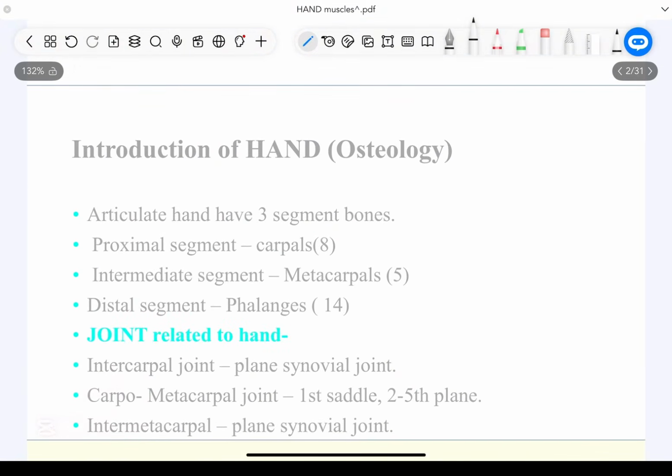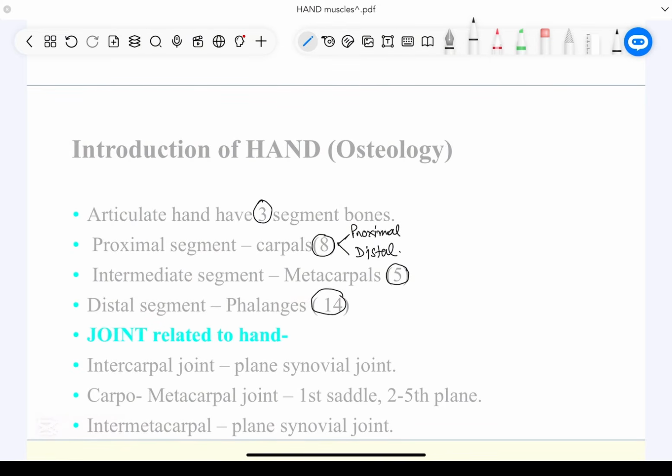So on screen you can see the articulated hand. It has 3 segments in total. The first segment, the proximal segment, contains carpals. Carpals are short bones. They are 8 in number, divided into 2 rows. One is the proximal row, another one is the distal row. Then in the intermediate segment we have metacarpals. They are 5 in number. Metacarpals are miniature long bones, or we can say short long bones. In the distal segment we have phalanges. Phalanges are 14 in number. They are also short long bones or miniature long bones.